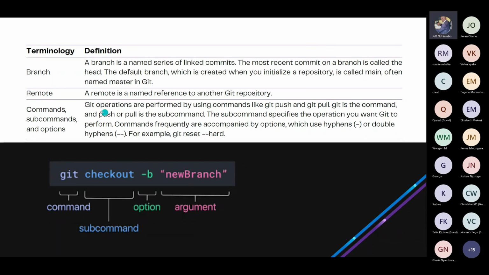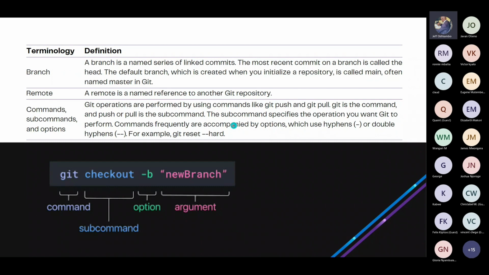Right? So Git operations are performed using commands like git push, git pull. In this case, git is the command, push is a subcommand. Git is a command, pull is a subcommand. So git, the command, specifies the operation that you want to do, right? A command usually specifies what you want to do.